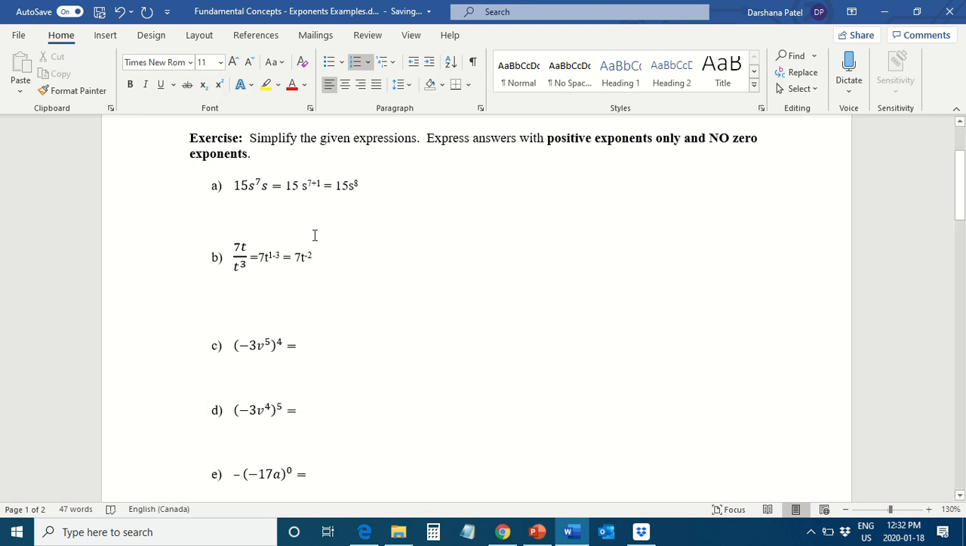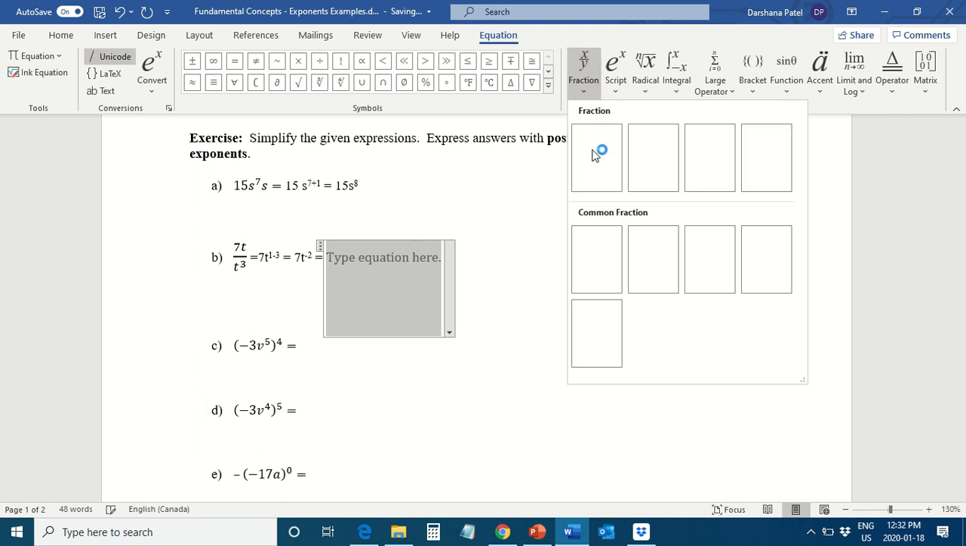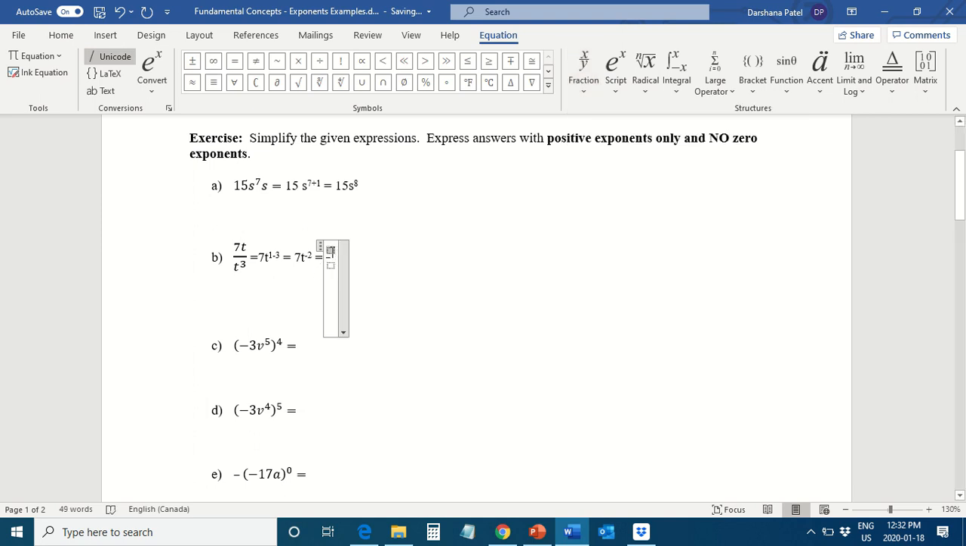Now remember, we don't want negative exponents as the final answer. So using the negative exponent rule, we can bring the t to the power of negative 2 down, and our result will end up being 7 over t squared. So we will get 7 divided by t to the power of 2.